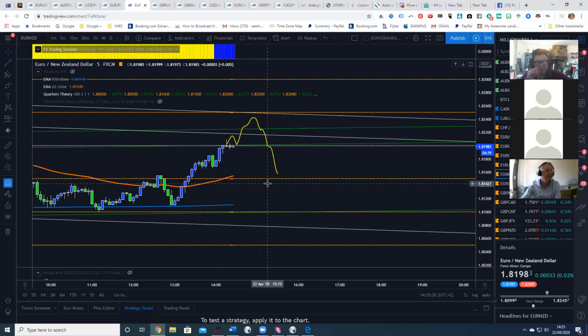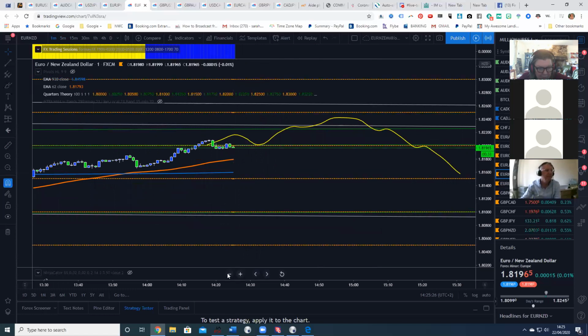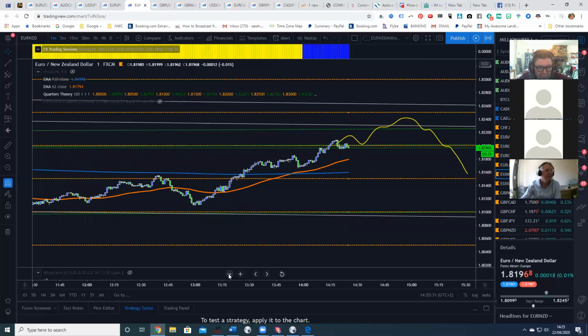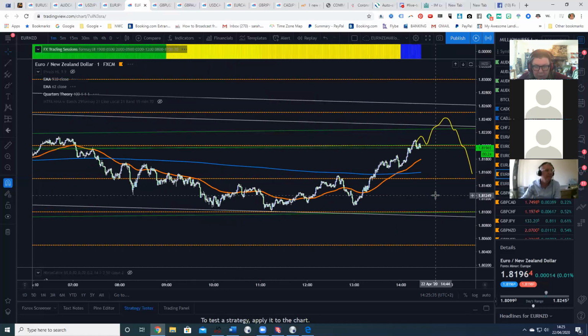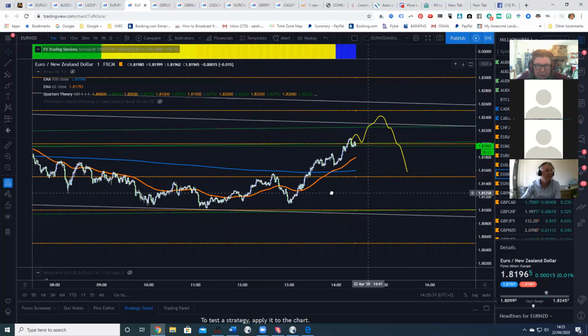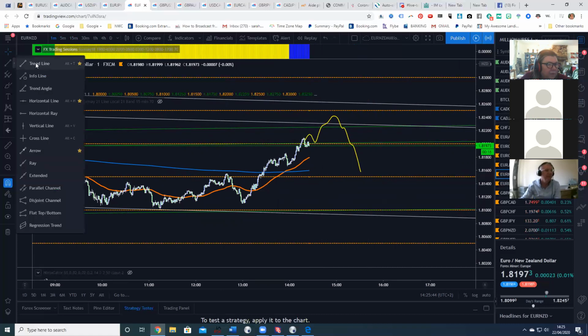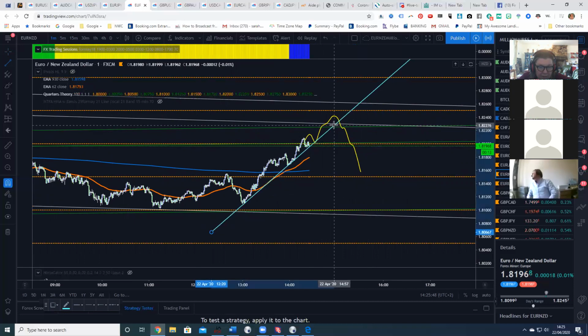Another thing I do is use my 1 minute. This is one of my confirmations: a break and a retest of the 1 minute trend line. I do use that a lot. So if I was looking for this now as a possible sell, then come up here to the left hand menu and just take a trend line and draw it like this.